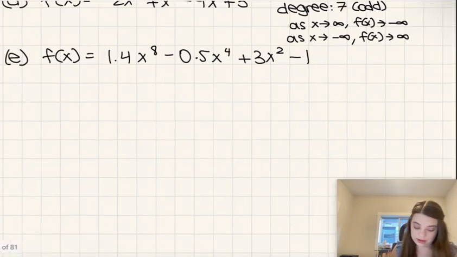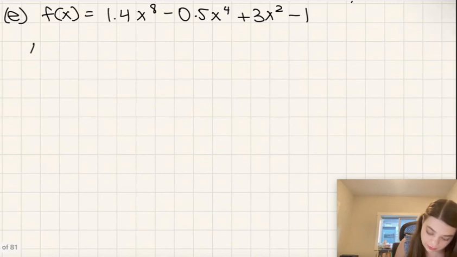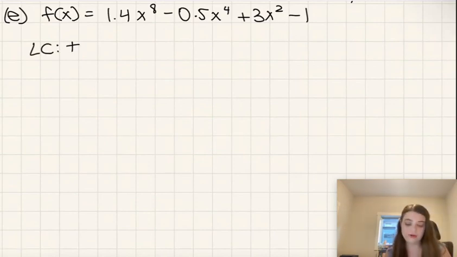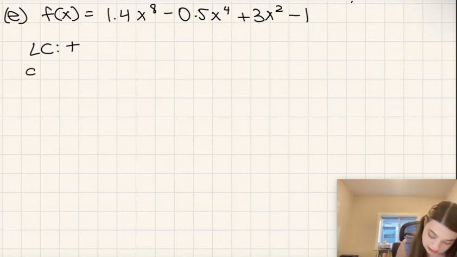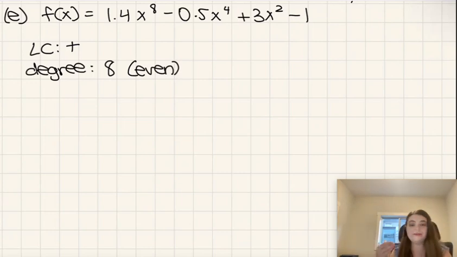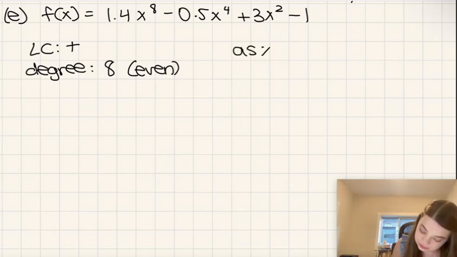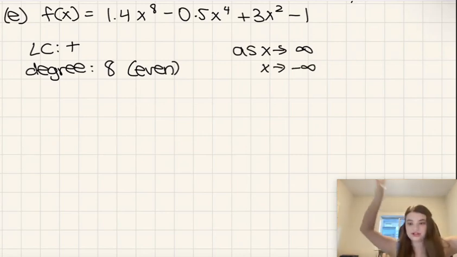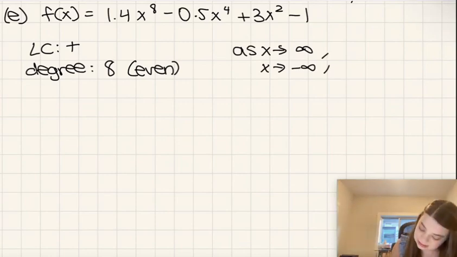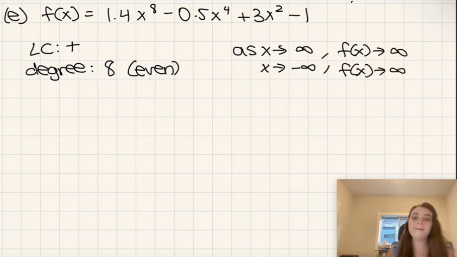All right, and let's do one last example here. Here our leading coefficient sign is positive because 1.4 is a positive number, and our degree is 8, which is an even number. And so the end behavior is going to be the same as the end behavior of a quadratic that opens up. So as x approaches infinity or negative infinity, either way, it's going up in both directions. It's opening up, and so f of x is approaching positive infinity for both. As we go further left and further right, we're going further and further up in both directions.